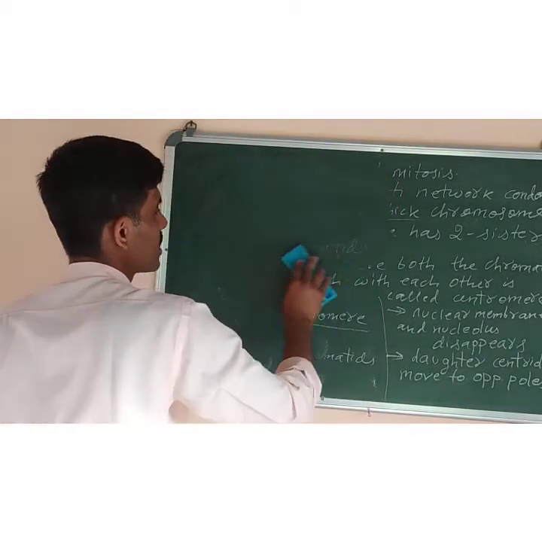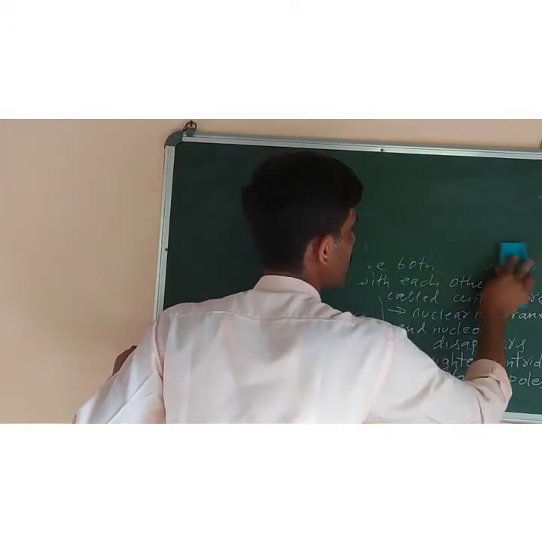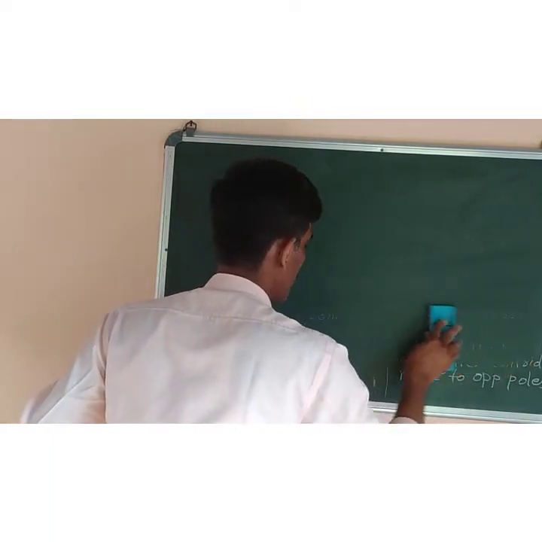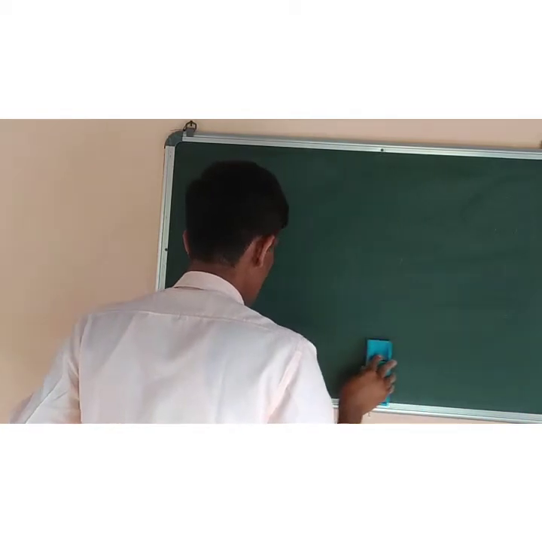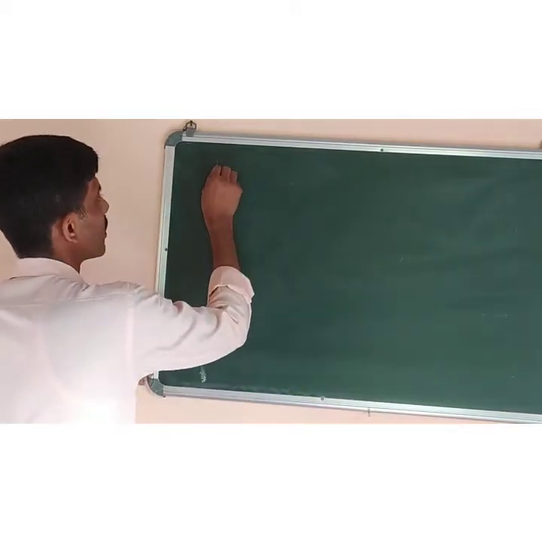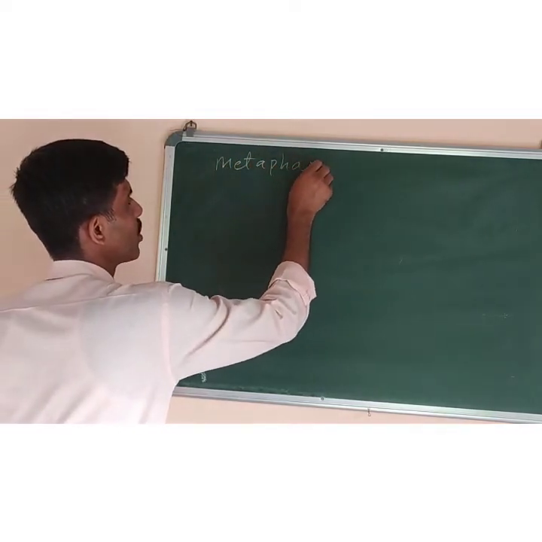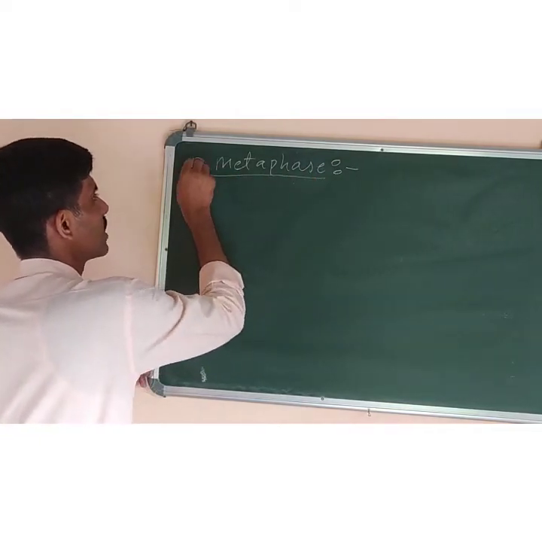Metaphase is the second stage of karyokinesis, during which all the chromosomes will align themselves, meaning they will come in the middle, that is in the equatorial region. You know what the equator is in geography? You have studied that. This is the second stage.